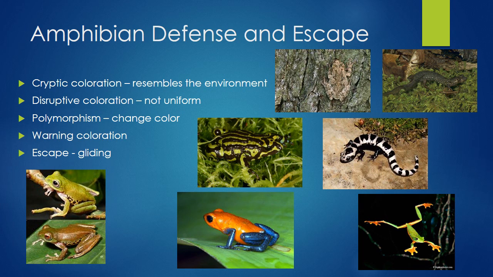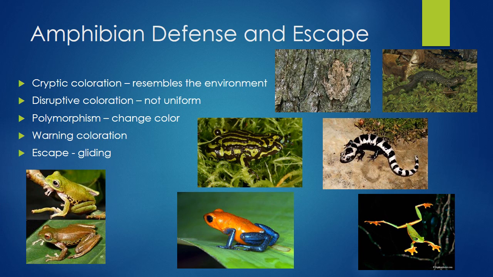There's also disruptive coloration, and that's when, like here in the marbled salamander, the spots or the stripes create an irregular margin, and for some predators it makes it hard for them to tell where the edges of the animal are, so it makes it a little harder for them to be captured.